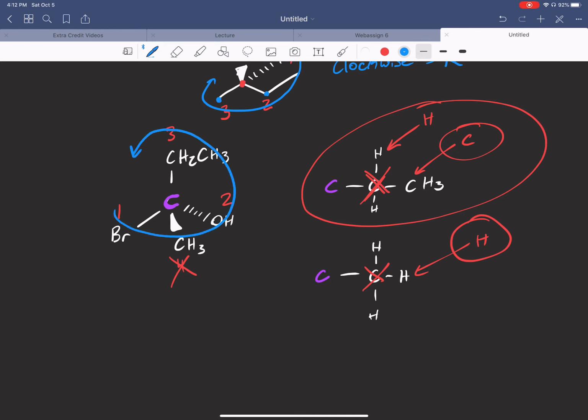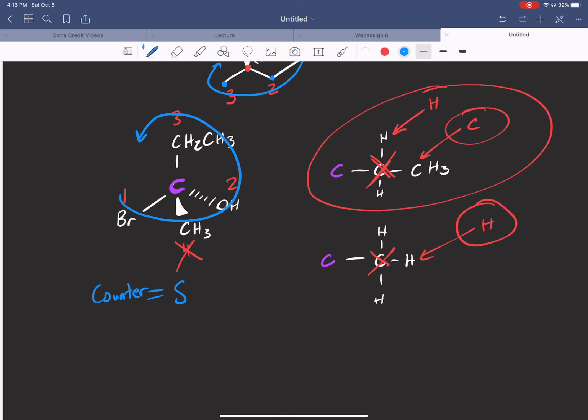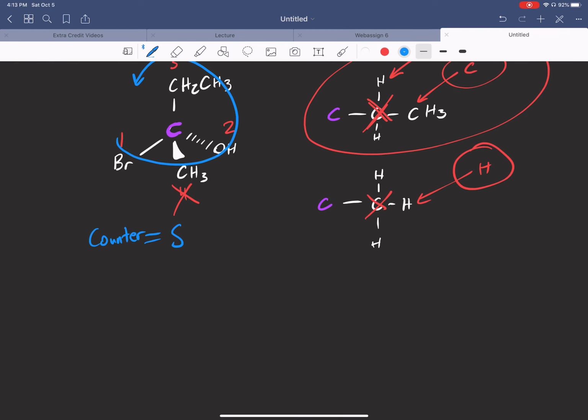1, 2, and 3. All right, so this looks counterclockwise, right? And so it looks counterclockwise, so we would write S. But when your lowest priority group is wedged, so our methyl was our lowest priority and it was wedged, once you make your arc and you get your R and S configuration, you change it to the opposite one. All right. So if it looks S, it's actually R.